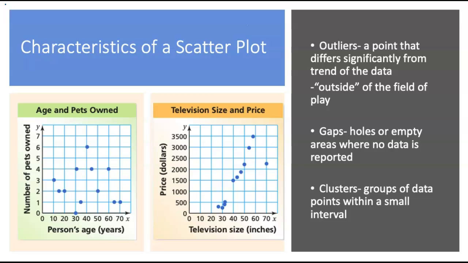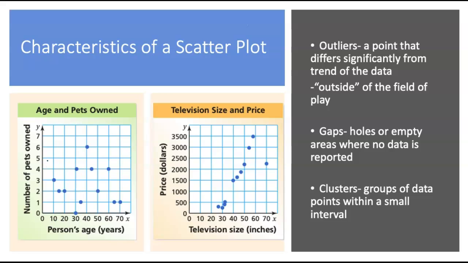Today's video is all about the characteristics of a scatter plot. So you see we have two here. On the left, we have age and pets owned. So the person's age is your X versus the number of pets owned. And when we look at this graph, do you see anything that looks like a pattern?